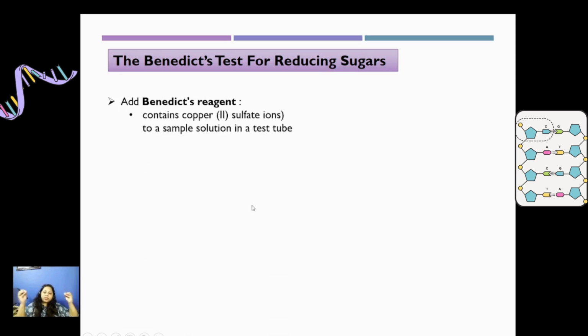So we add the Benedict's reagent. What is Benedict's reagent? It mainly has copper sulfate ions, and copper is a transition element, and we have learned in chemistry that transition elements form colored compounds. So when this copper reacts with reducing sugar, they form a complex which shows a change in color.